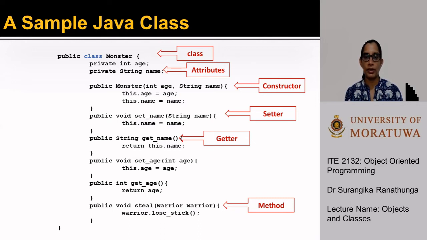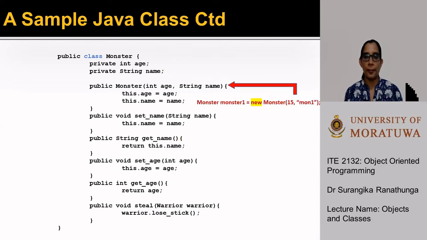In addition to the constructors, getters and setters, you can have any other method you want. As you can see, we have a steal method which takes the warrior as a parameter and calls a method of that warrior. This is a very good example to show that within the monster object, we can call the method of the warrior object. When this method lose stick is called, the state of this particular warrior object will be changed. Why? It loses its stick. So the state of the warrior is changed.